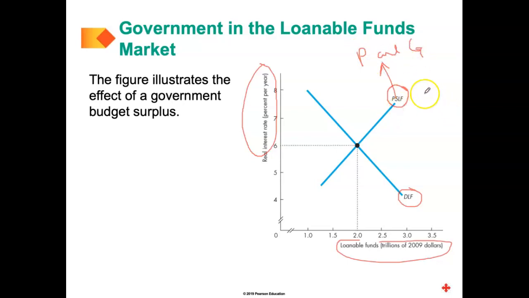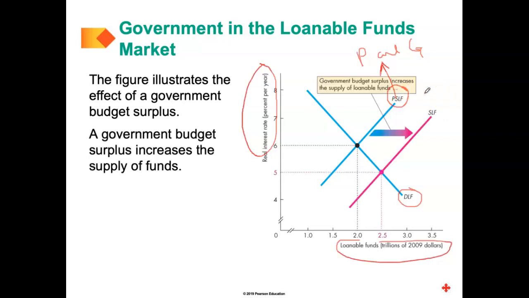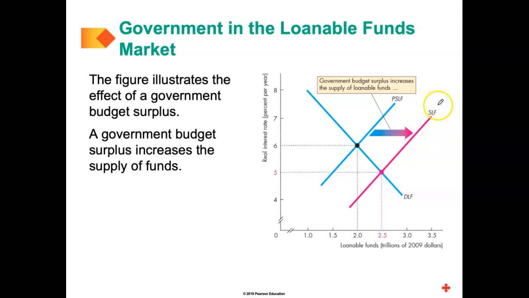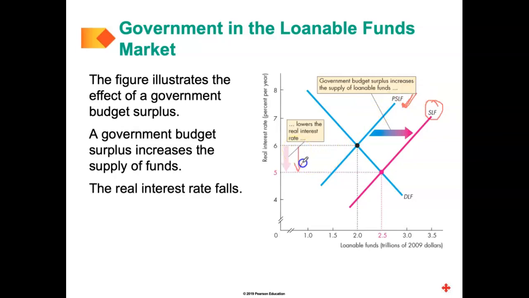Now, suppose government enters the market because it is running a budget surplus. This pushes the supply of loanable funds to the right, because it's an increase in the supply of loanable funds. So you have an entirely new supply of loanable funds over here, which is different from the private supply of loanable funds. What will happen? Interest rates will fall. Investments will increase, because you move along the demand for loanable funds curve.